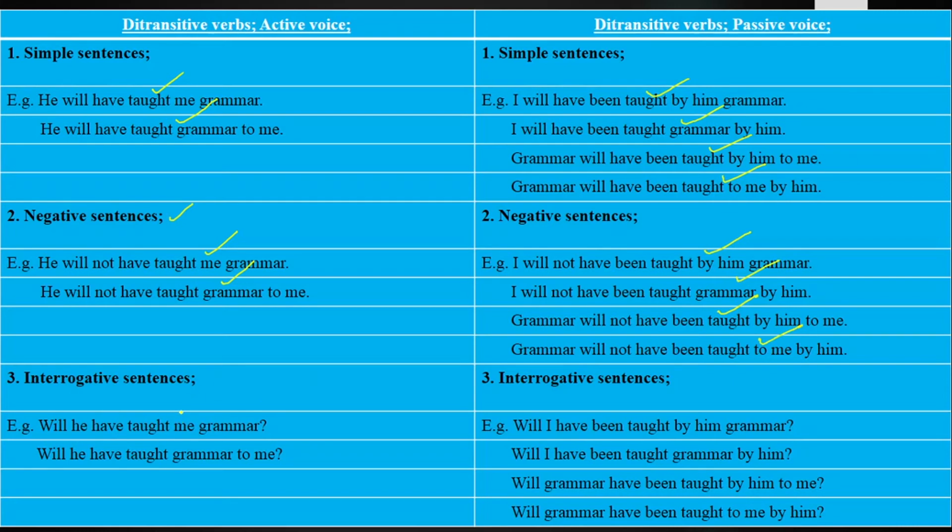Interrogative sentences in which we ask questions and put queries. Will he have taught me grammar? Will he have taught grammar to me? And in passive voice, will I have been taught by him grammar? Will I have been taught grammar by him? Will grammar have been taught by him to me? Will grammar have been taught to me by him?